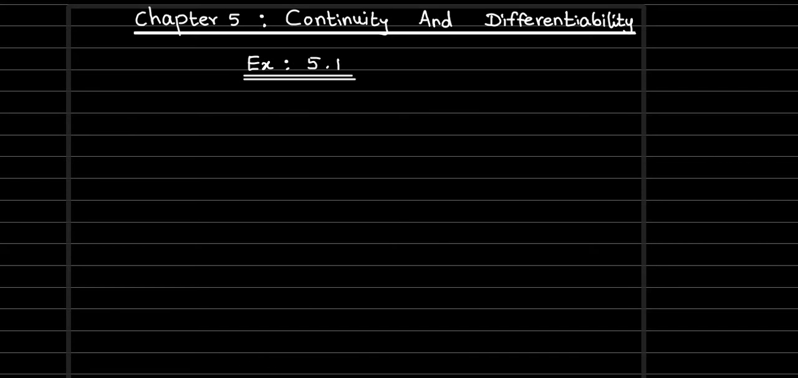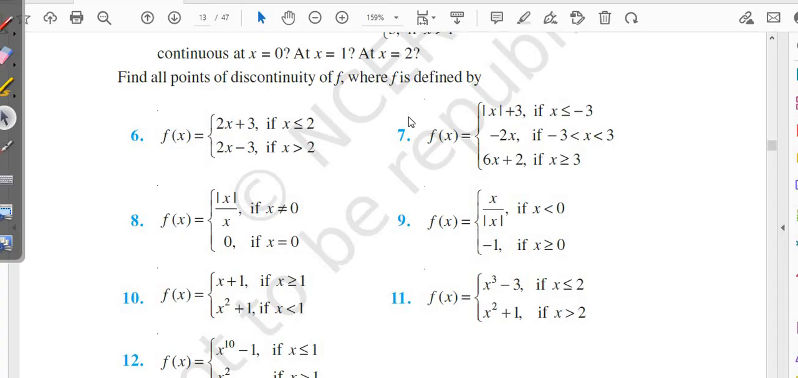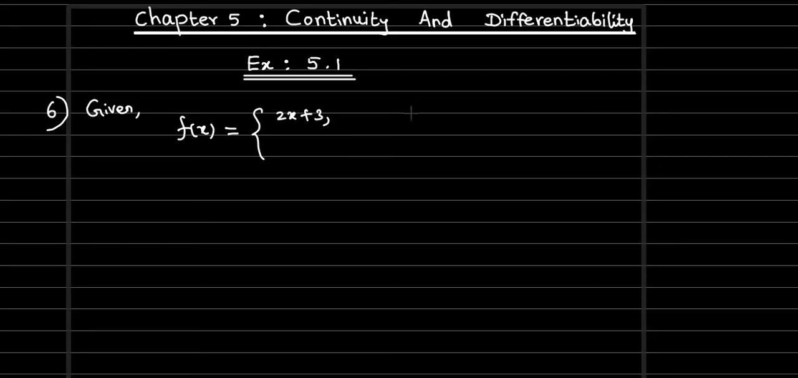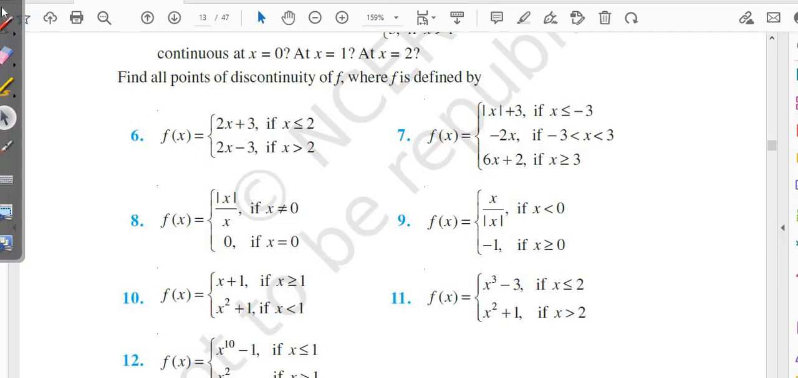So given f of x: two different functions, right? One is 2x plus 3, which has to be used if x is less than or equal to 2, and the second one is 2x minus 3, if x is greater than 2. So this is the given function.